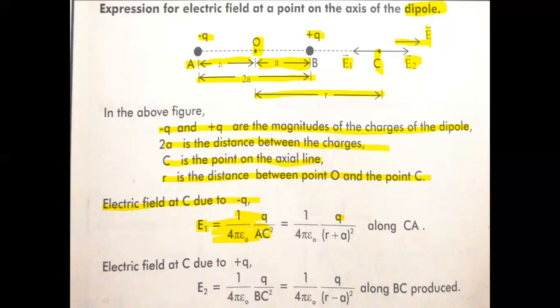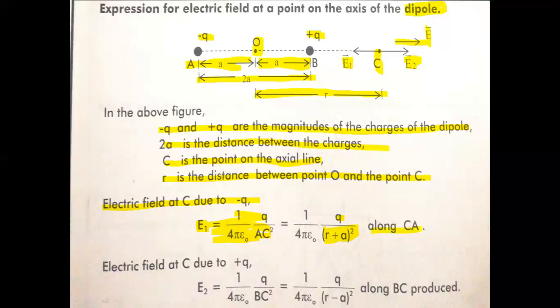How do I get the AC square? I have to do AO plus OC. AO means the small letter A, and OC means, you can see here, the distance between point O and C is R. That is why I have written here R plus A. Since in Coulomb's law the denominator is R square, so R plus A whole square. This is along CA or AC.